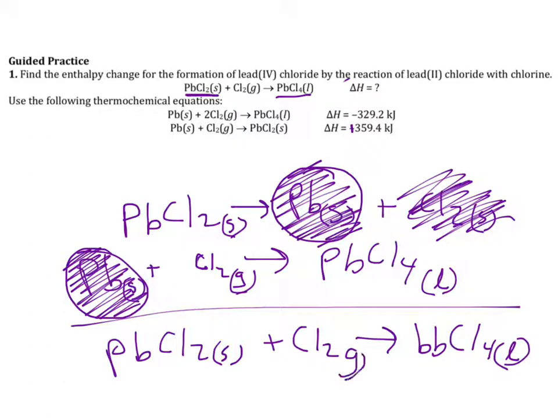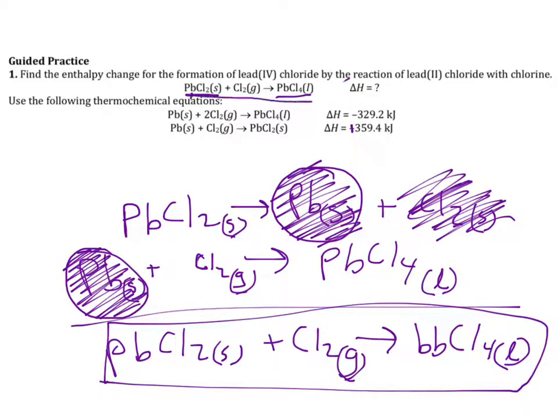Notice how this equation here is this equation. We took these two right here, we flipped them, we multiplied them, we added them together, we canceled things out, and we got it to become this.